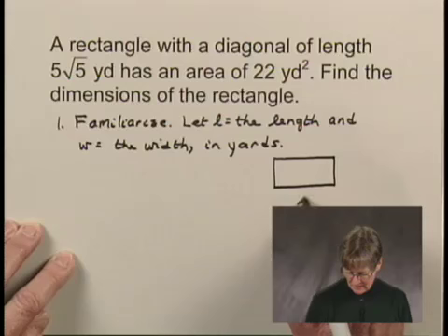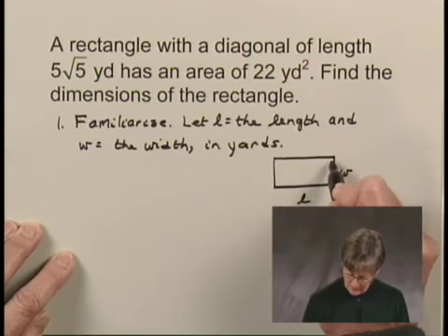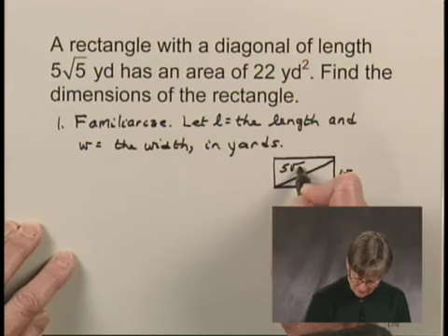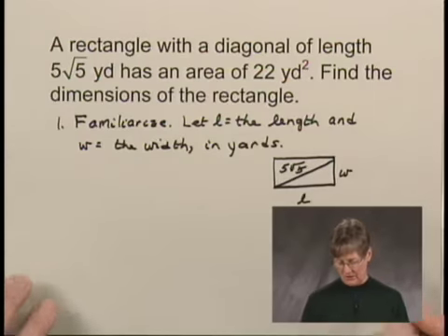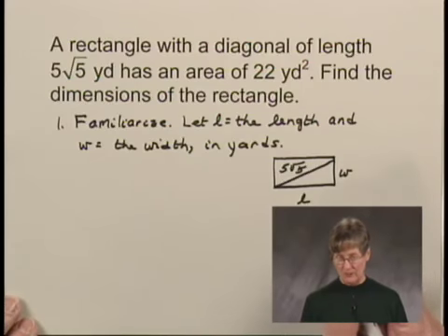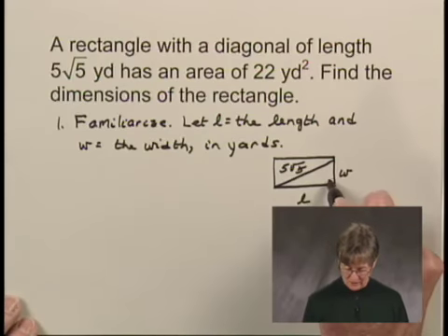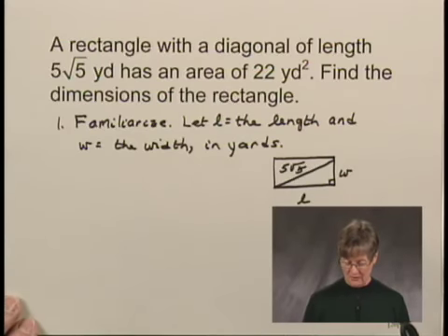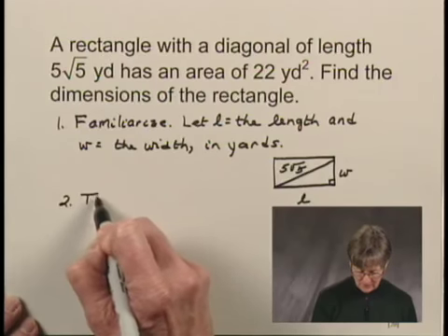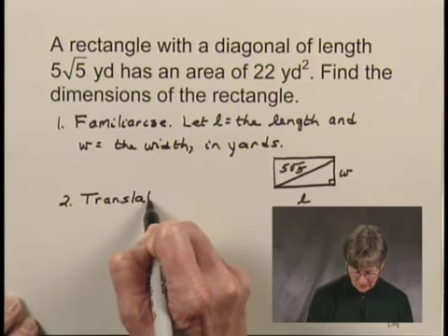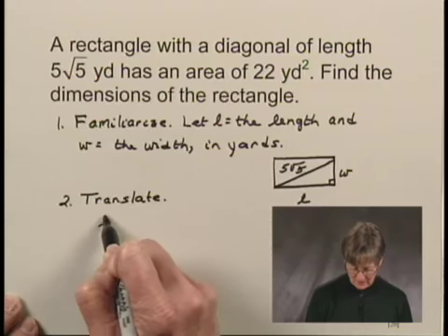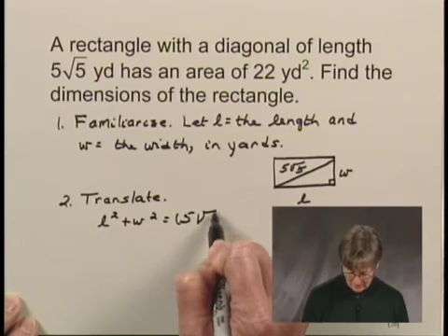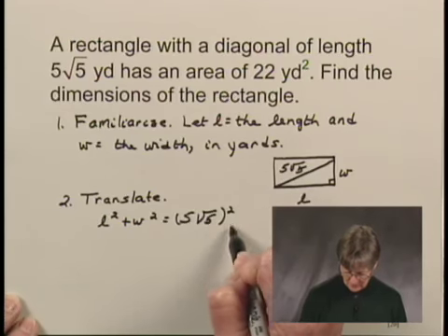We have a rectangle with length L and width W, and we know that its diagonal has length 5 times the square root of 5 yards. Seeing this drawing shows us that we can use the Pythagorean equation to get one equation in the system of equations that we'll translate to. We have a right triangle with legs of length L and W and hypotenuse of length 5 times the square root of 5. So L squared plus W squared is equal to 5 times the square root of 5, squared.